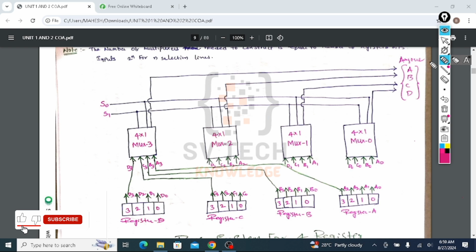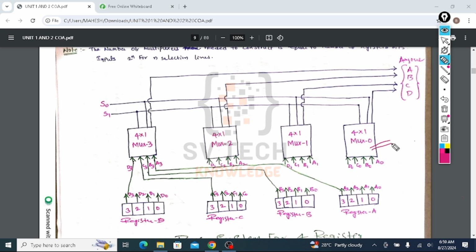Next, for register A, I have 4 bits: A0, A1, A2, A3. For register B, I have 4 individual bits, B0, B1, B2, B3. For register C, I have 4 bits, C0, C1, C2, C3. For register D, D0, D1, D2, D3. These are the individual bits of my registers.